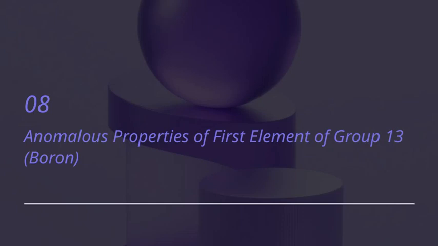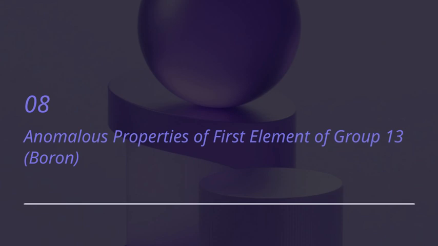Let's take a closer look at the anomalous properties of the first element in group 13, which is boron. Now, unlike other elements, boron exhibits some unique and interesting behaviors. For example, despite being a metalloid, it has a very high melting point compared to other elements in its group. This is quite unusual, and it points to its strong covalent bonding and complex structure.